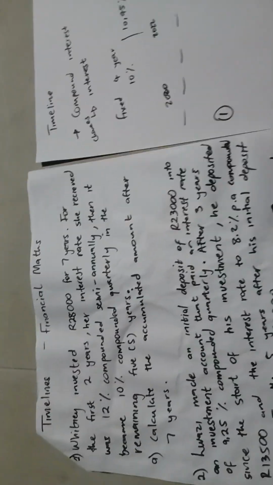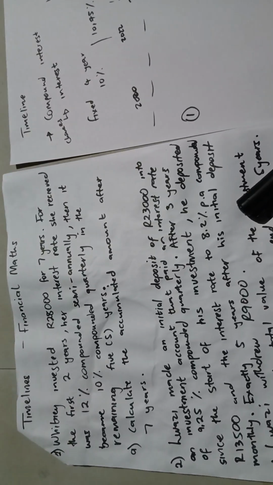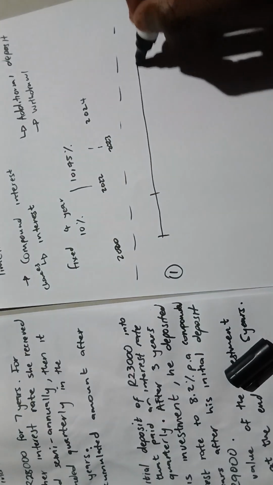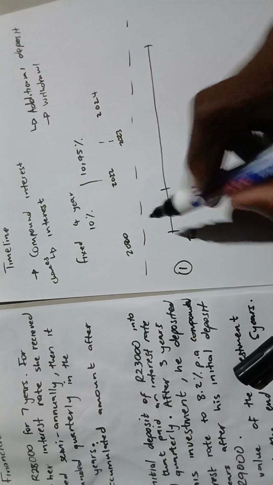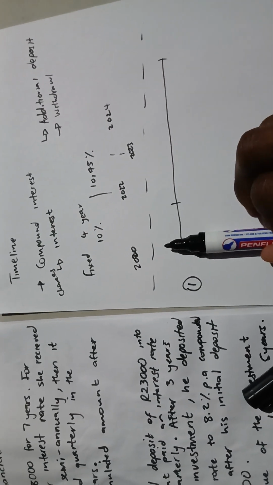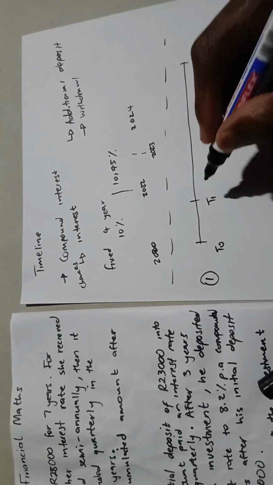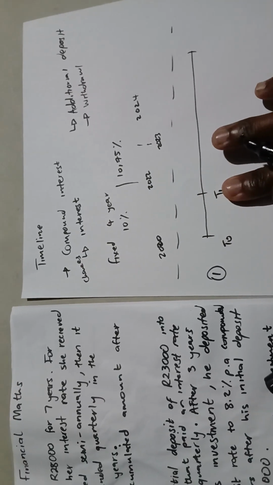So now remember, a timeline will make everything much easier and simpler. So we're just going to do it normally, as if we just take a ruler and draw. So it's T0. That is the initial time, before you make the deposit into the savings account. Then it's the first year.